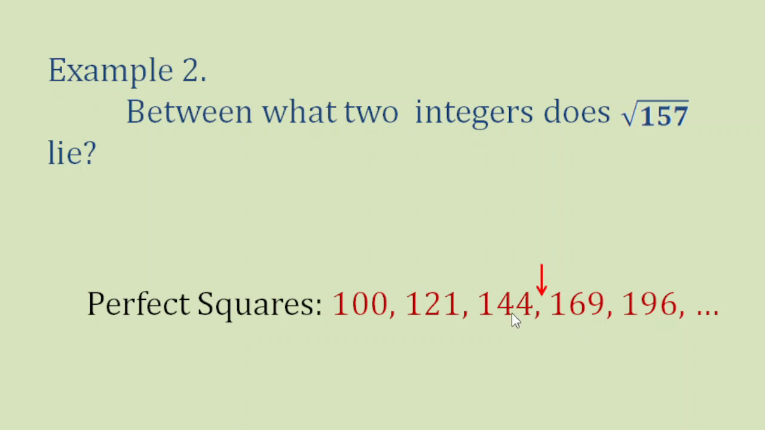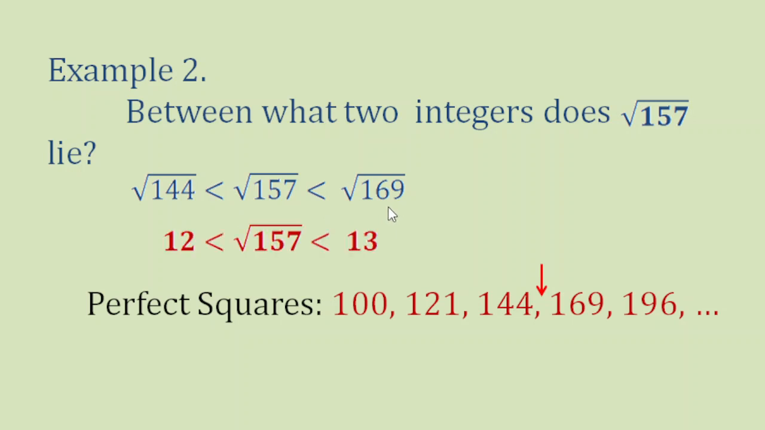Now we can make our notation. Square root of 144 less than square root of 157 less than square root of 169. Of course, we know that the square root of 144 is 12 and the square root of 169 is 13. So we can make this notation: 12 less than square root of 157 less than 13. So this means square root of 157 lies between 12 and 13.